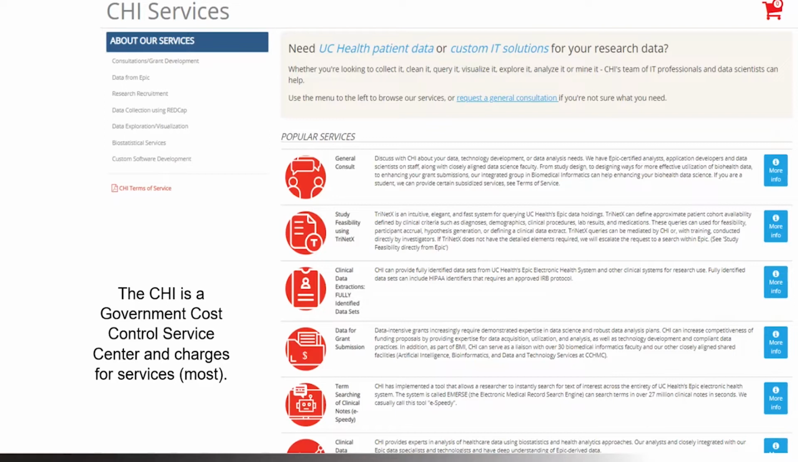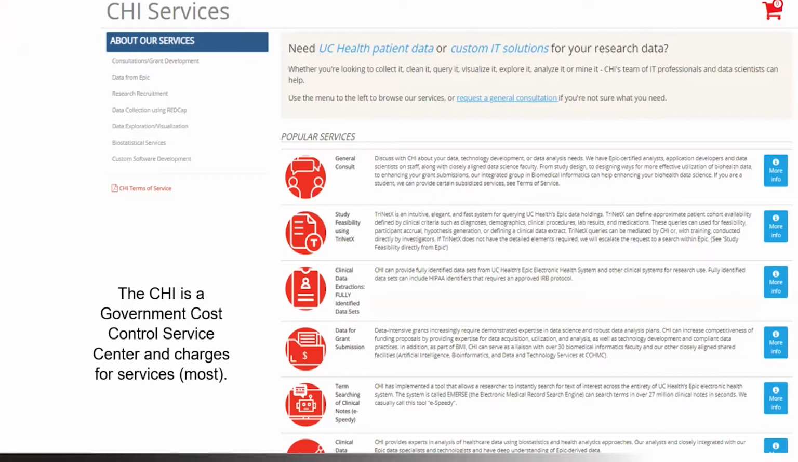But what that does is it's a mechanism where we can use the goal of the CCTST to promote clinical and translational science, and in terms of getting data for research. So the CCTST is a big player in what we do, and a huge supporter of making sure that we do things the best way possible.